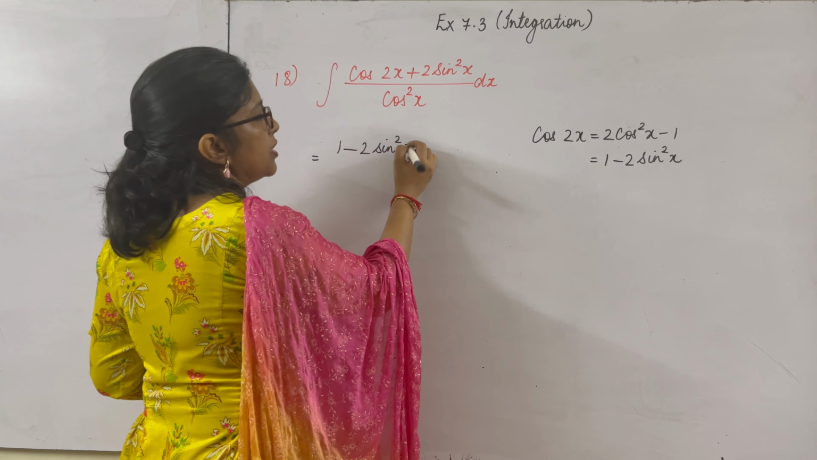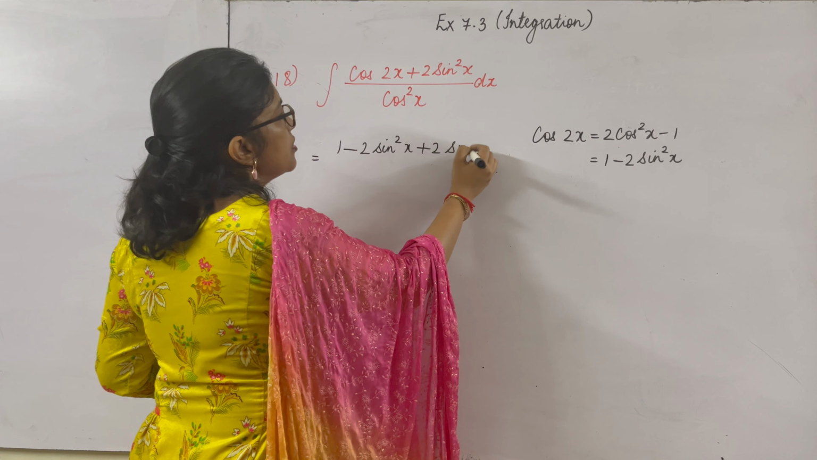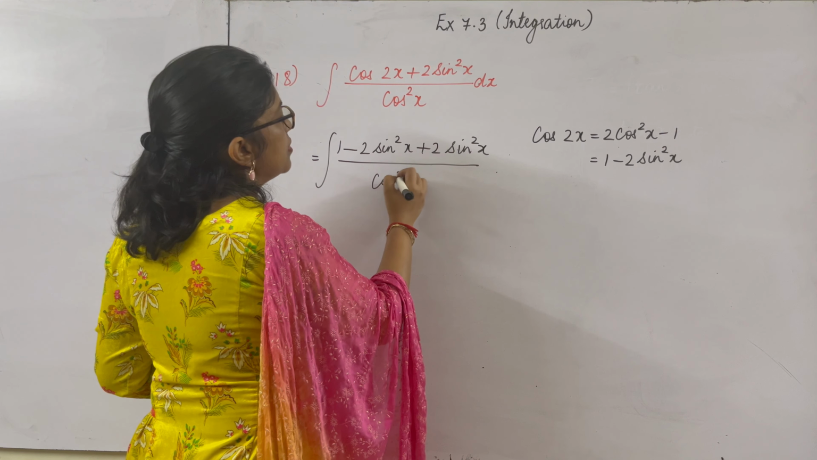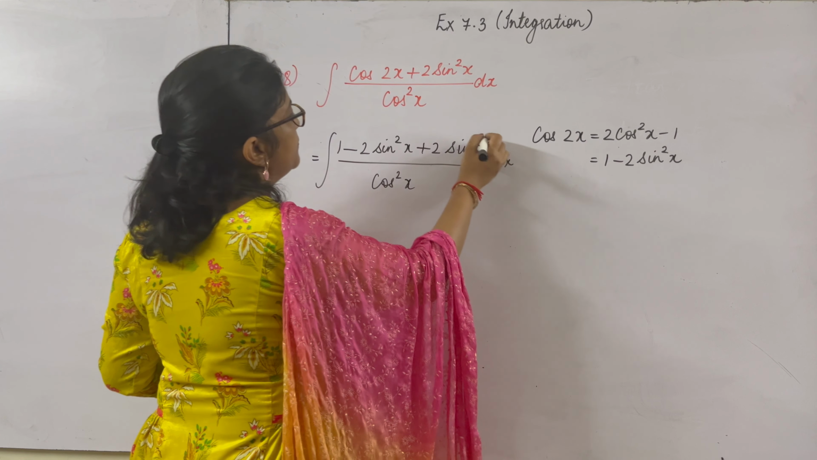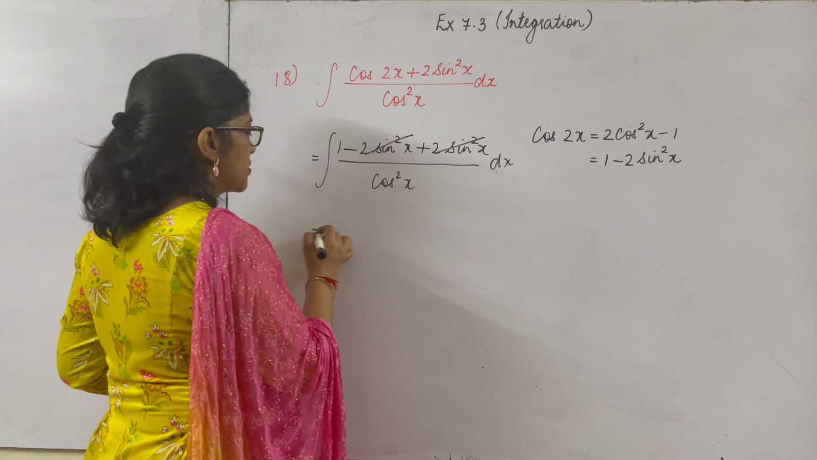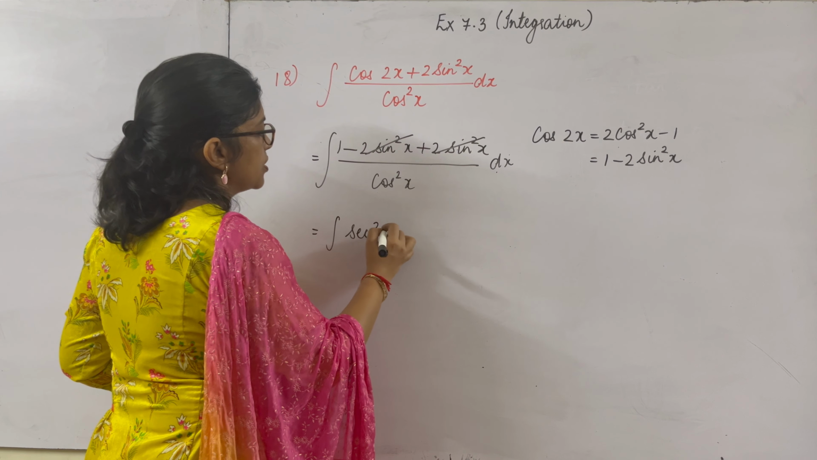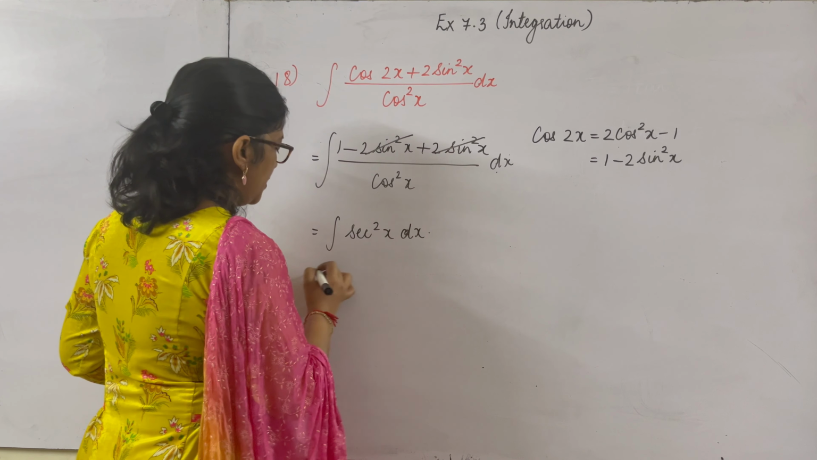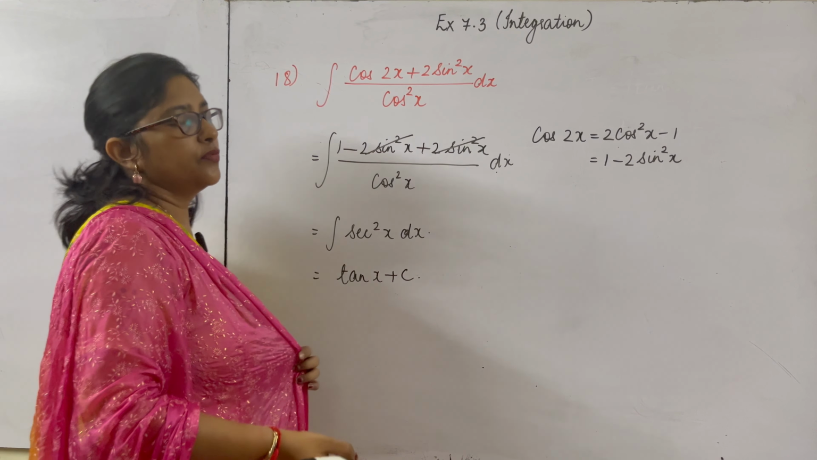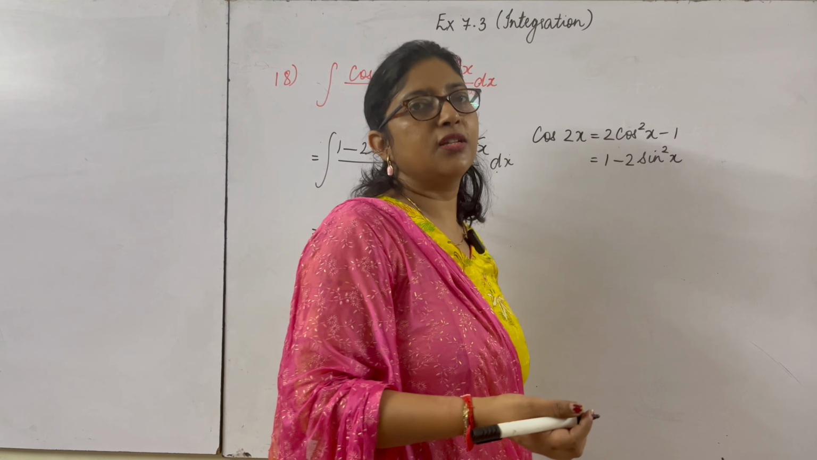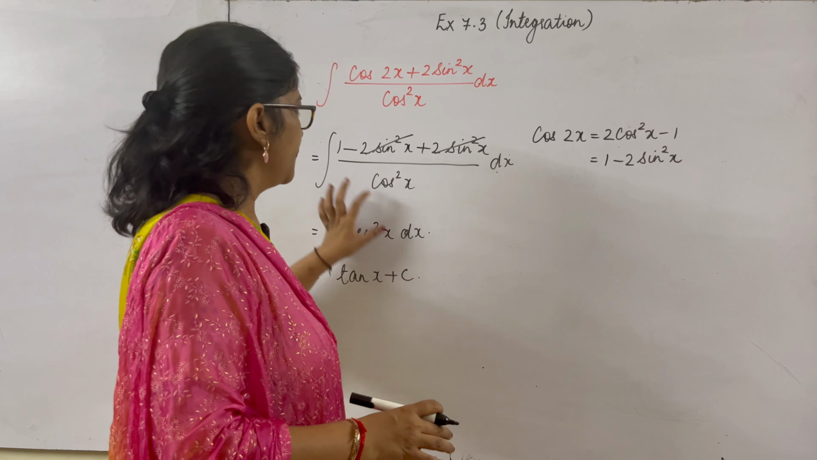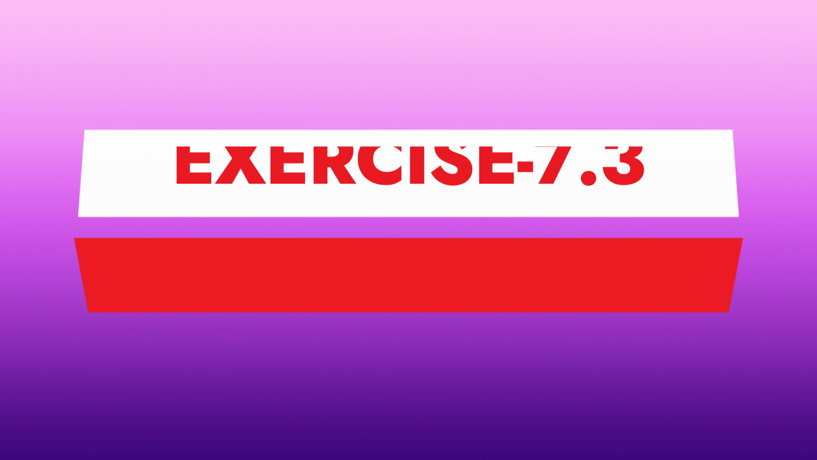You can substitute any formula. Finally, on simplification, you will get the same thing, but this one will bring you to the result faster. Because see, this term got cancelled. 1 upon cos square x is sec square x. And what is integration of sec square x? Tan x. One of the most important things about integration is to know the formulas very well. If you know the formulas very well, it becomes easier.